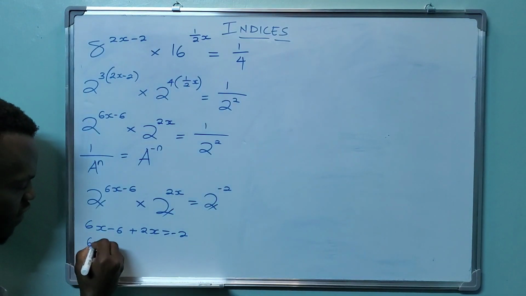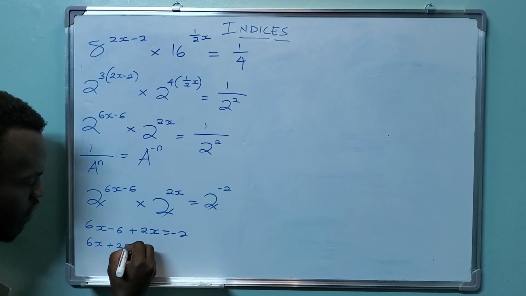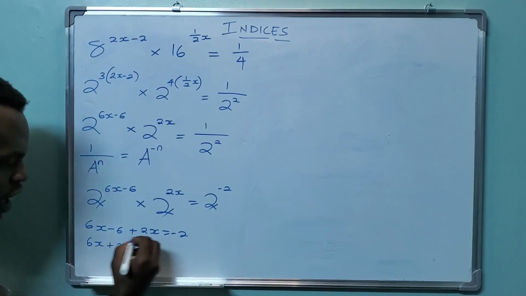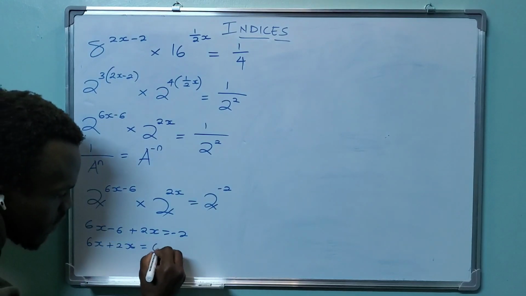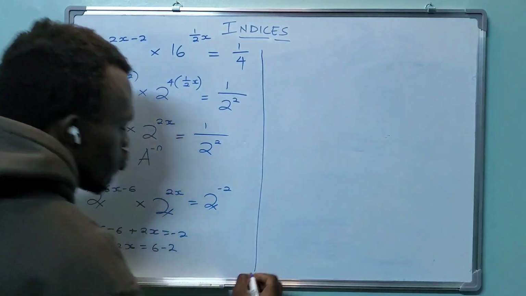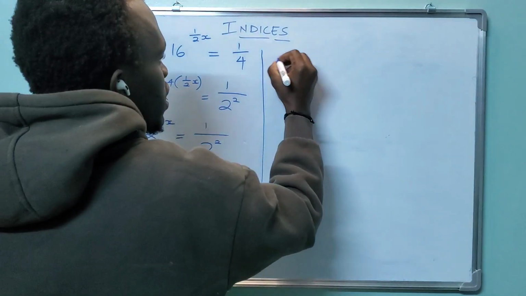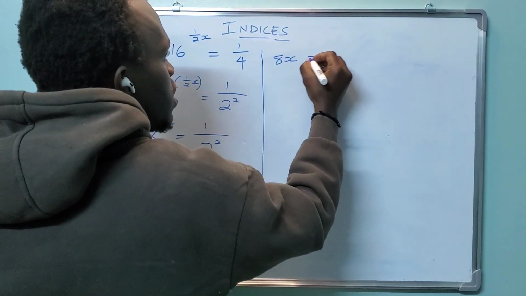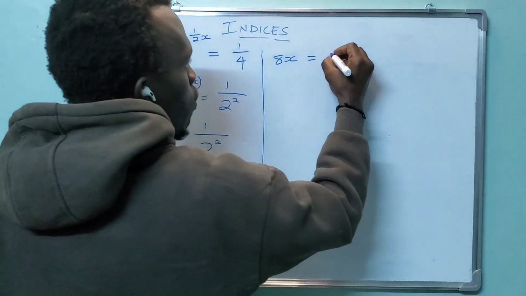I'm going to have here 6x plus 2x being equal to what? Take that negative 6 to the other side, it becomes a positive 6 minus 2. Now, what are we going to have? I'm going to add here 6x plus 2x, that is going to be 8x, being equal to 6 minus 2, that is going to be 4.